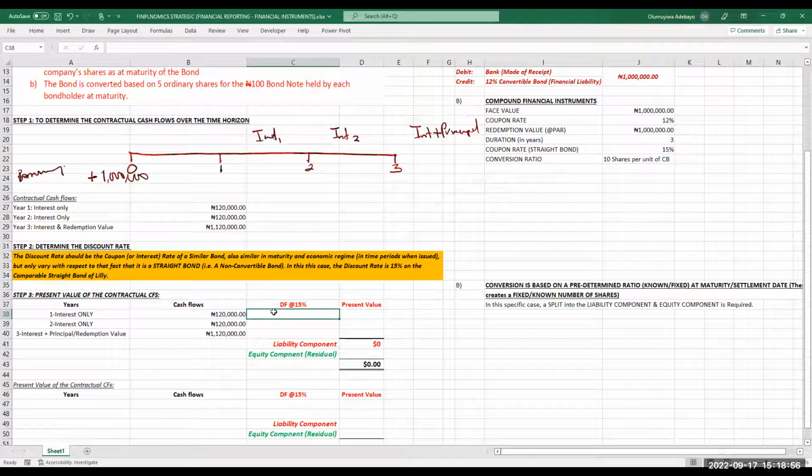Now, what's the discount factor? If you could recall, what's our discount factor? Okay, that's 1 divided by (1 plus r) raised to the power of n. Our discount factor at period n is 1 over (1 plus r) raised to the power n, or (1 plus r) raised to the power minus n. Now, anyone you use, 1 plus r. What is my r? 15%. Raised to the power minus 1. That is, I'm discounting the one of year 1.